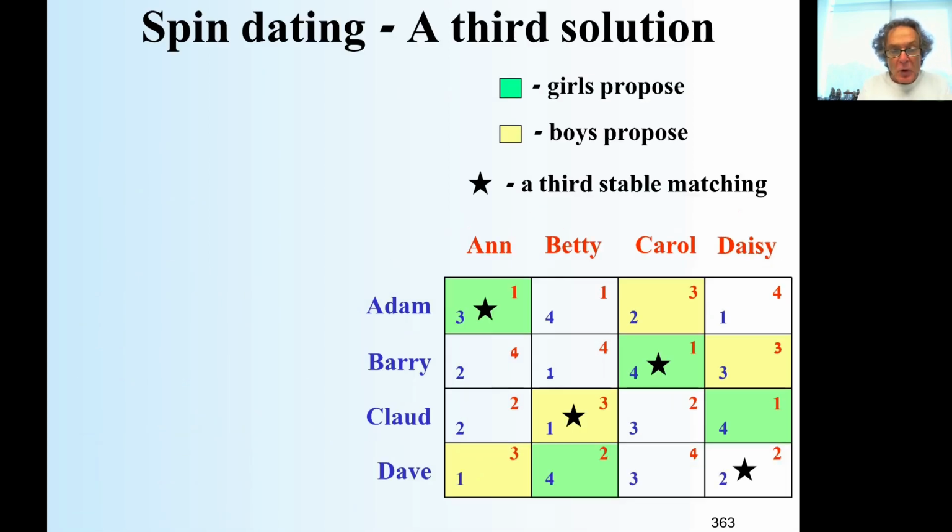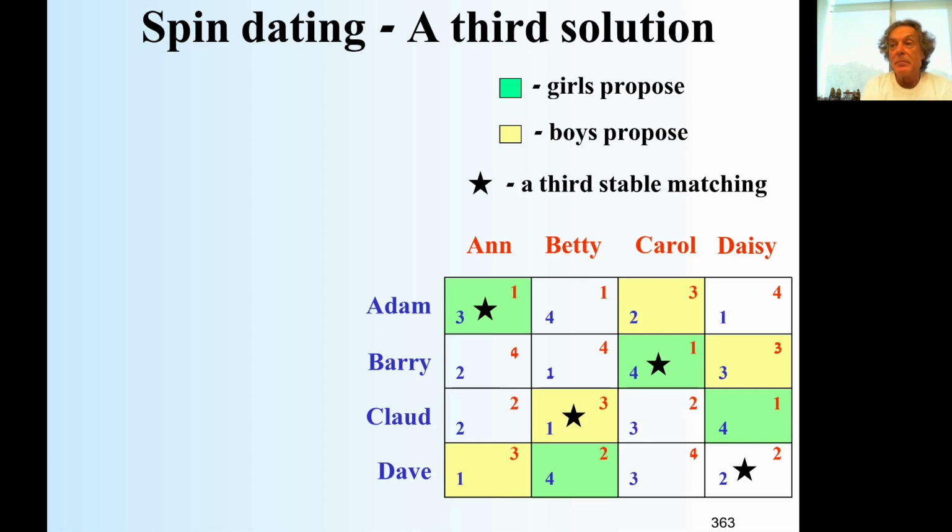So first, before I go to the theorem, I want to make sure that you understand that we found two stable matchings. One where boys are proposing, the other where girls are proposing. But by no means are there only two. By the way, the two may be one. It may be the same. Sometimes it coincides. We'll talk about it later.